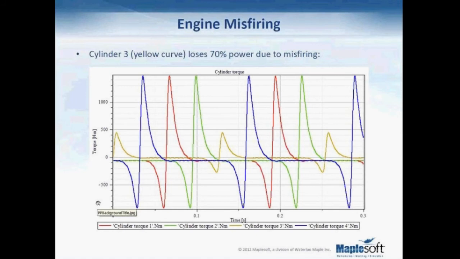Another question that many people would like to ask is how to simulate engine misfires in MapleSim. It is quite possible to simulate engine misfiring, or a cylinder with open valves, by simply turning off one or more cylinders, or by scaling down the engine output torque during the simulation. As an example, this figure shows the torque loss for a 4-cylinder engine. This graph also indicates a 70% power loss in cylinder 3 due to misfiring, represented by the yellow curve on this plot.